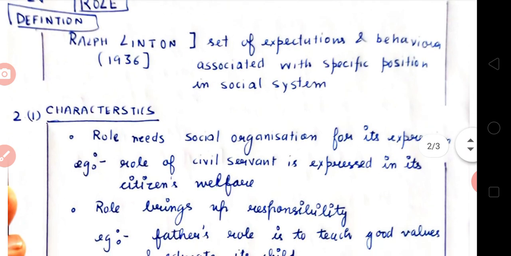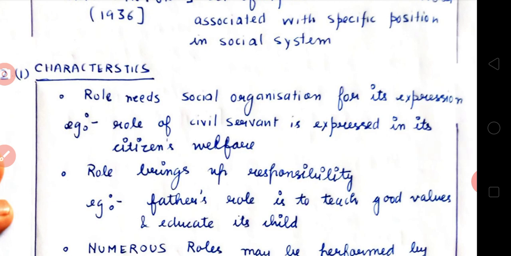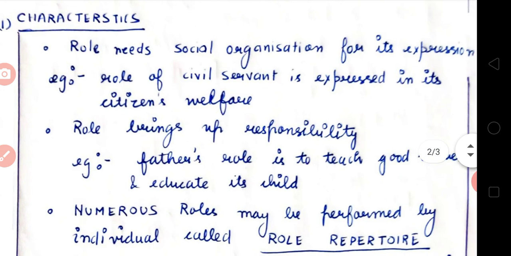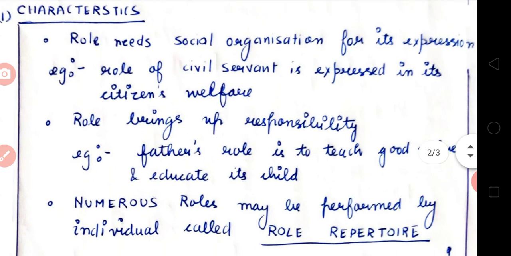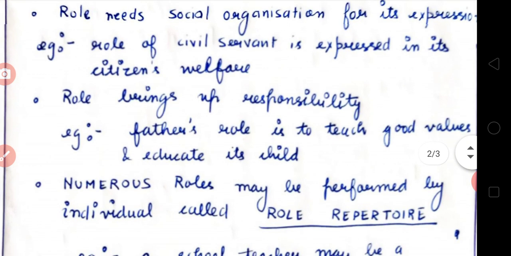What are the different characteristics of role? Role needs a social organization for its expression. For example, the role of a civil servant or police is in helping maintain law and order, as well as in helping citizens' welfare. So their role is expressed only among citizens. Second point: each and every role brings its own responsibility. For example, again, a father's role is to teach good values and to educate his child. It is also his responsibility to teach good values to his child in the social structure of the family.